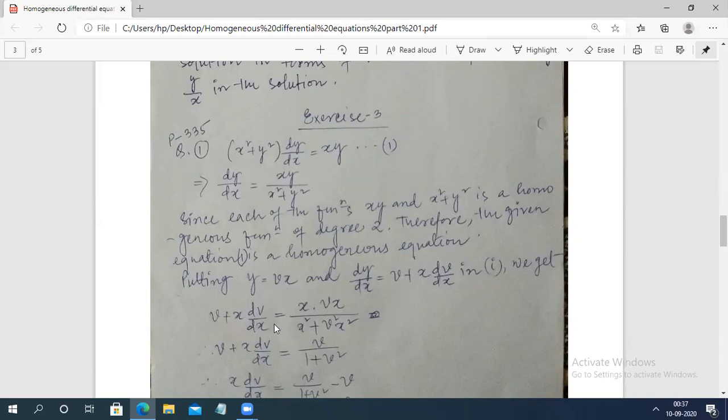In the right hand side it is xy, so x and y will be replaced with x and vx, and in the denominator x square plus y square will be written as x square plus v square x square. Now take x square common from the numerator and denominator and it will get cancelled, and you will remain with the term v divided by 1 plus v square.